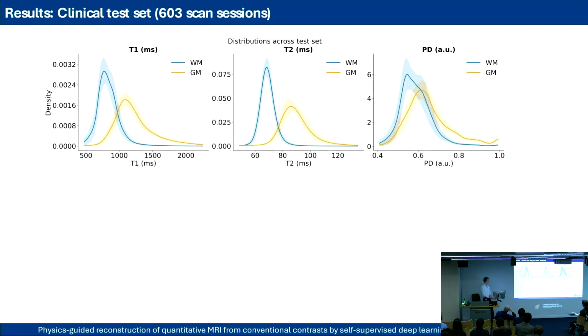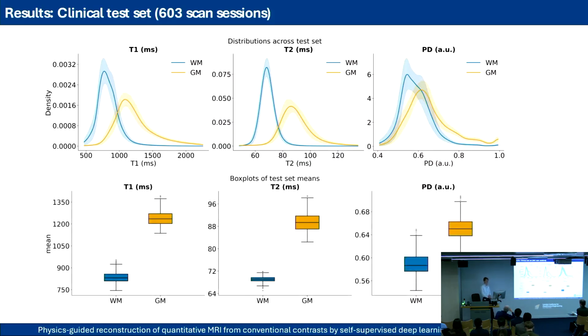Then we will look at some numbers. This is the distribution of T1, T2, and proton density over the whole test set, so 600 scan sessions, with the mean in solid and the standard deviation in the shaded area around it, for the white matter and gray matter. As you can see here, the white matter and gray matter are quite well separated, and when we look at the values, they are within ranges of dedicated quantitative MRI acquisitions. And also when we look at the means of these tissue regions, we see similar results.